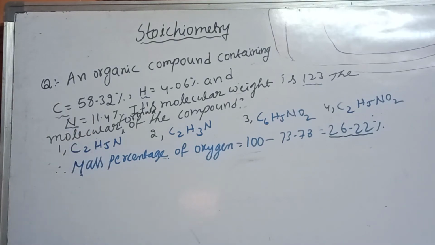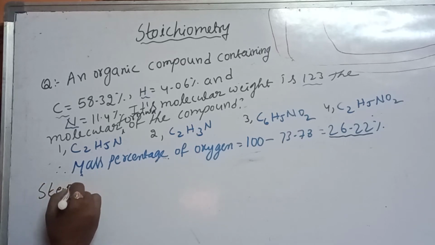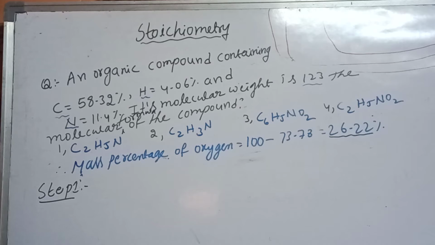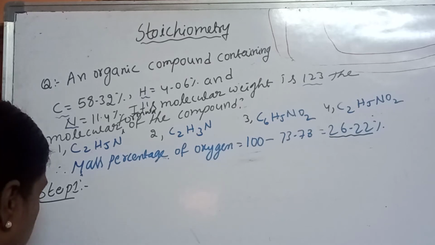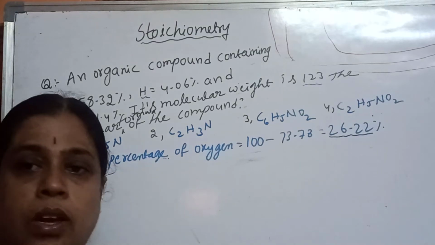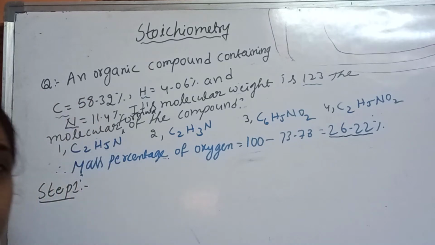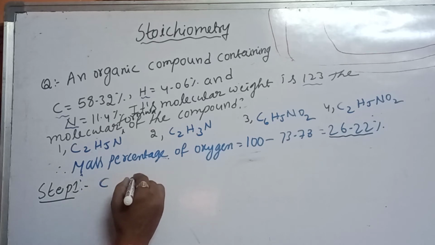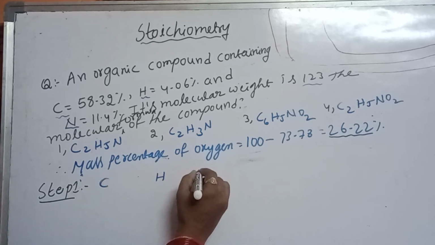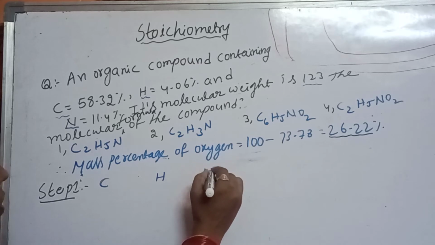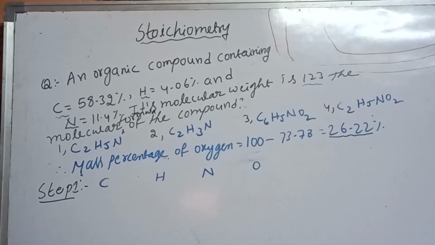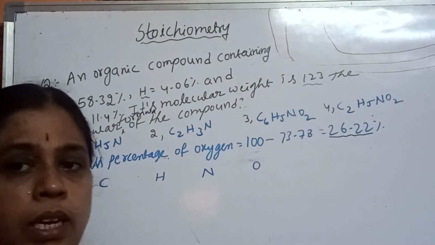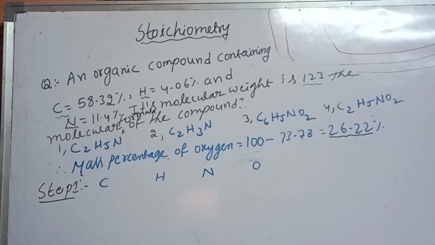The calculation of the empirical formula involves some steps. In step 1, write the elements or atoms in the given organic compound. In this problem there are 4 in total: carbon, hydrogen, nitrogen, and oxygen. These are the elements given in the problem.